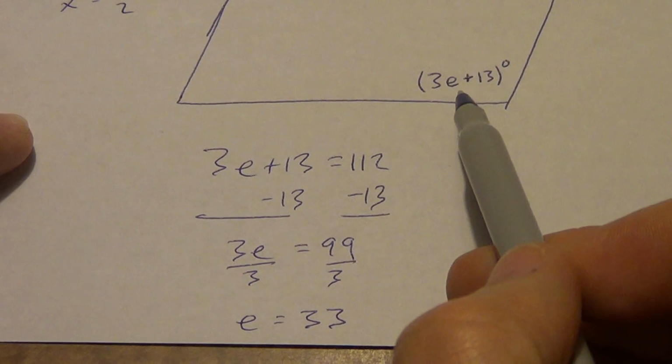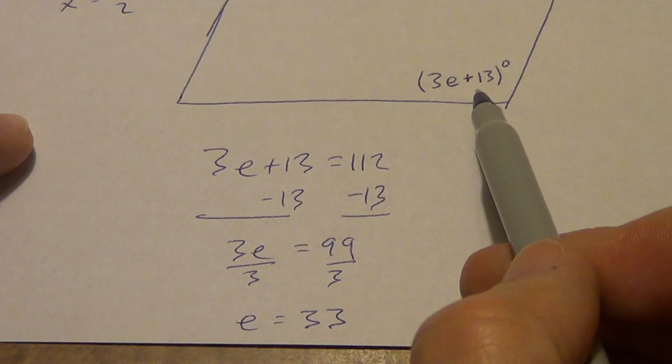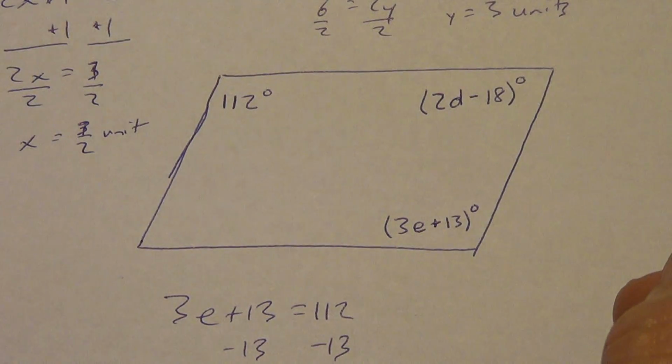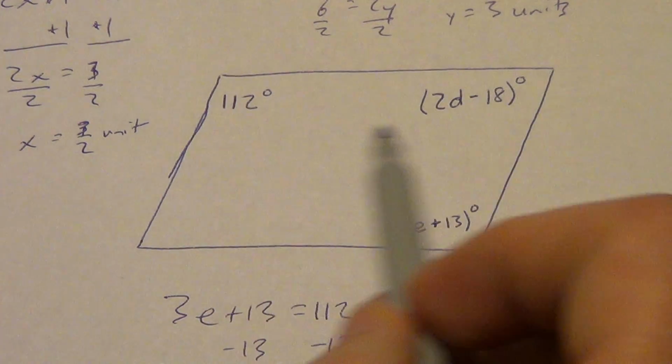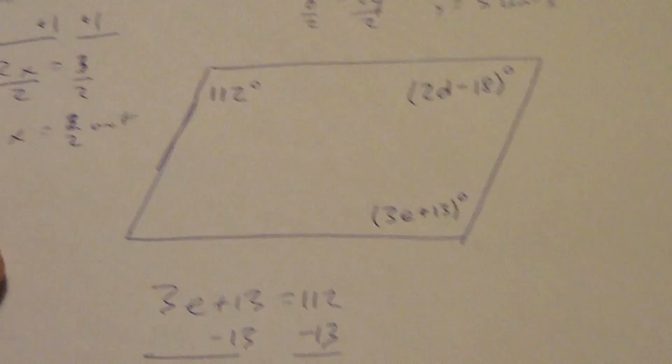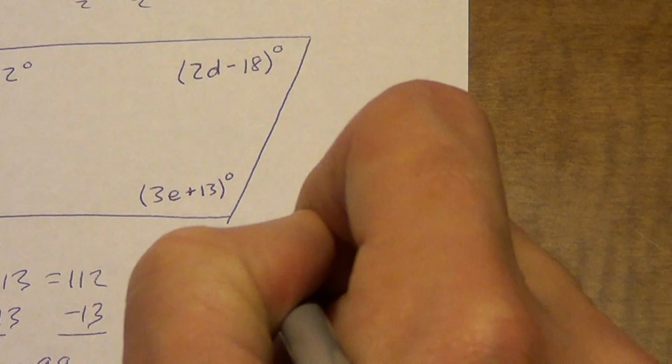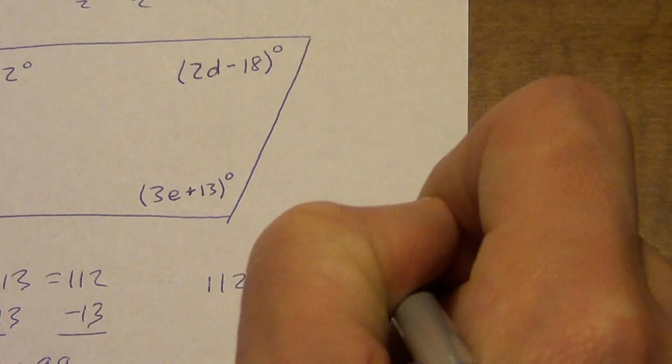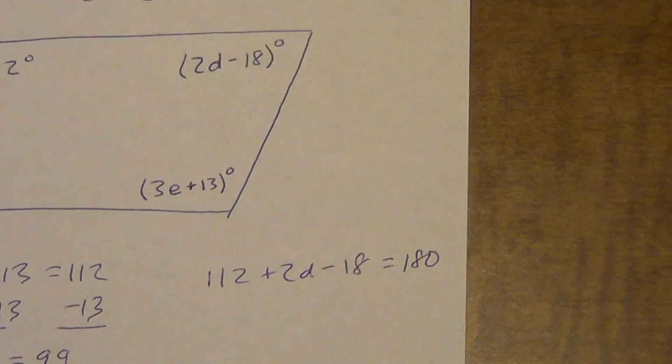We can check it. 3 times 33 is 99. 99 plus 13 is 112. That makes sense. All right, so how do we do this one? A little bit harder. But keep in mind that consecutive angles are supplementary. So that means that 112 plus 2d minus 18 has to equal 180.